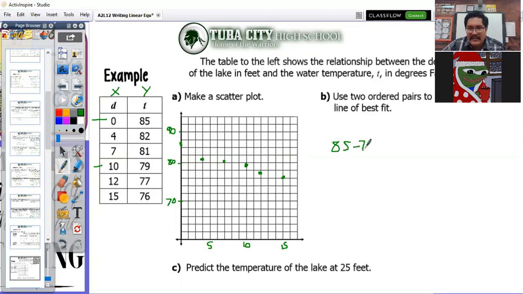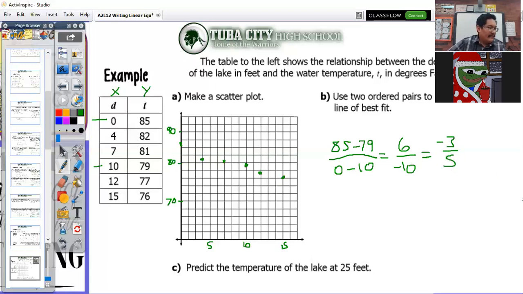85 minus 79, because I need the y here, and then now I go here, so that would be x2 minus 10. There you go. So we would have 6 and negative 10. And I'm going to go ahead and put the negative on the top number and reduce it. So I got negative 3/5.